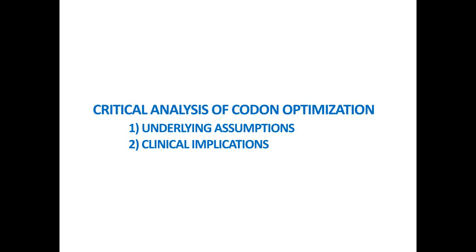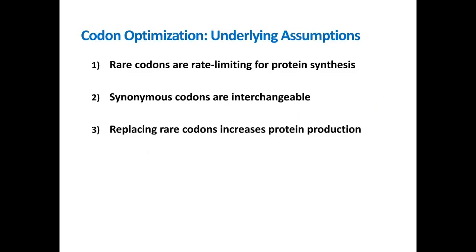So that's basically a little bit about codon optimization. But the whole process is based on a number of assumptions, which I'd like to get into in a little more detail here. There are probably more, but we'll take a look at three of the underlying assumptions of codon optimization. One, rare codons are rate limiting for protein synthesis. Two, synonymous codons are interchangeable. And three, replacing rare codons increases protein production.